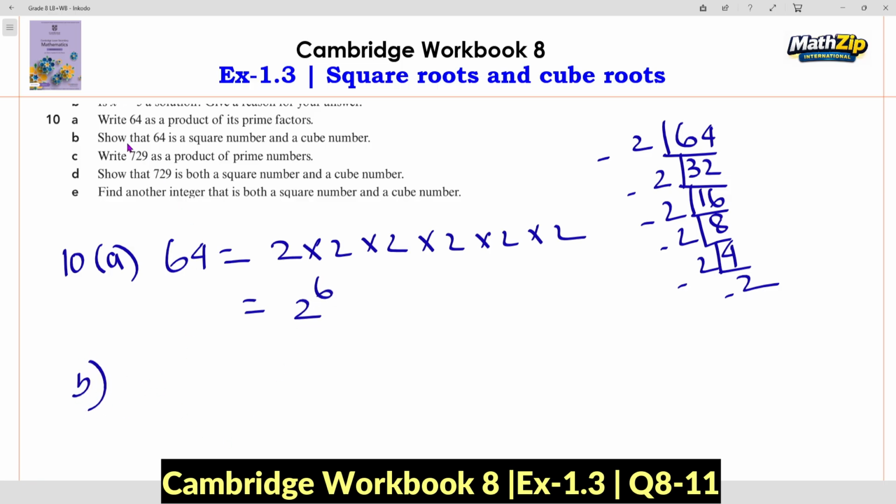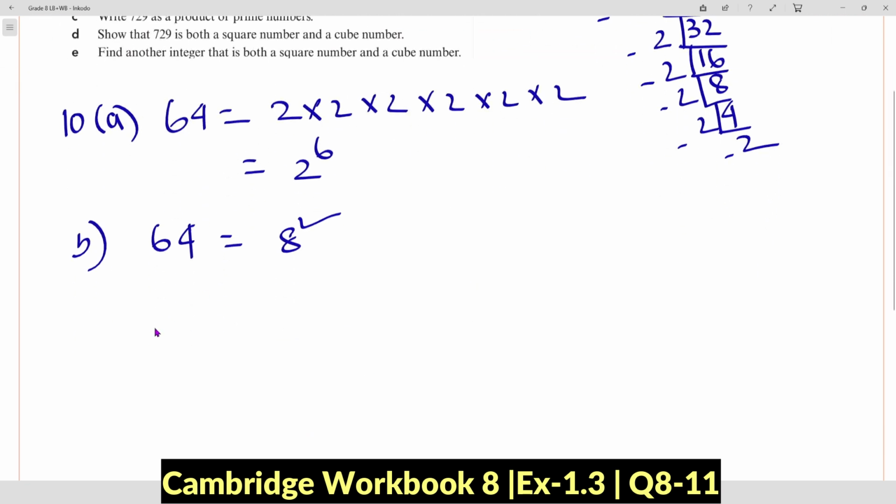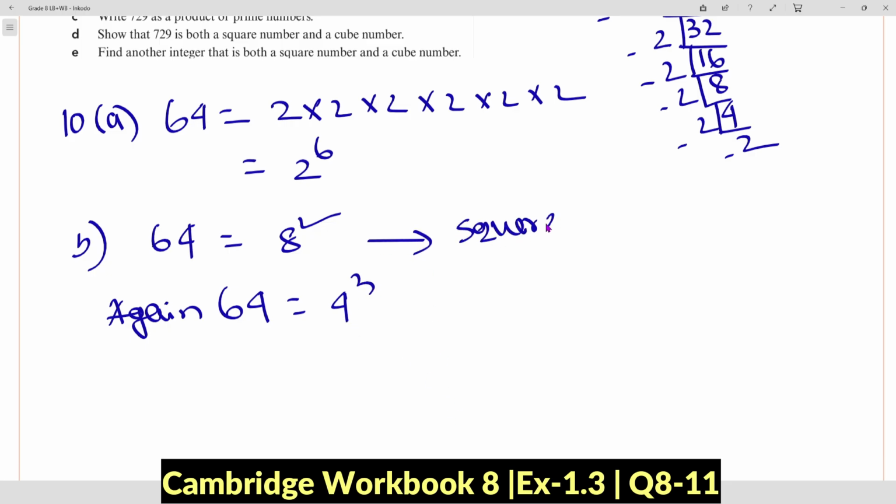Number B of 10. Show that 64 is a square number and a cube number. Yes, it's a very interesting thing. 64 can be written as 8 squared, right? Again, 64 can be written as 4 to the power 3. So it's a square and it's a cube. So 64 can be written in both ways, right? So number 10, A and B done.